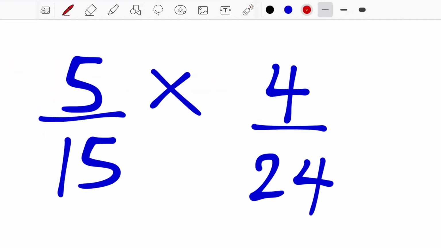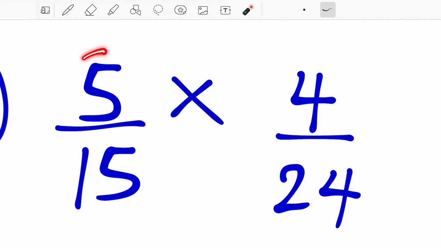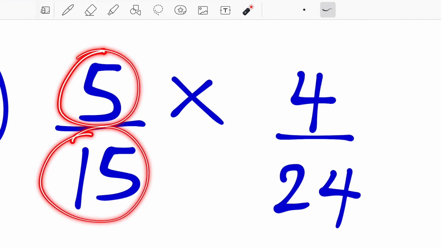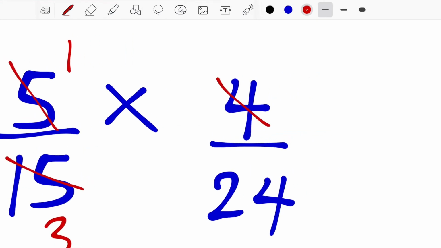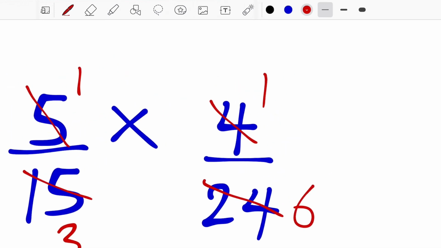So let's see if we can do that. What can go into 5 and 15? Yes, 5. 5 into 5 is 1. 5 into 15 is 3. And 4 into 4 is 1. 4 into 24 is 6. So 1 times 1 is 1 over 3 times 6 below is 18.